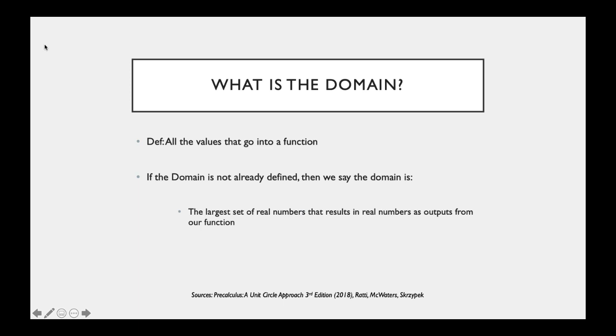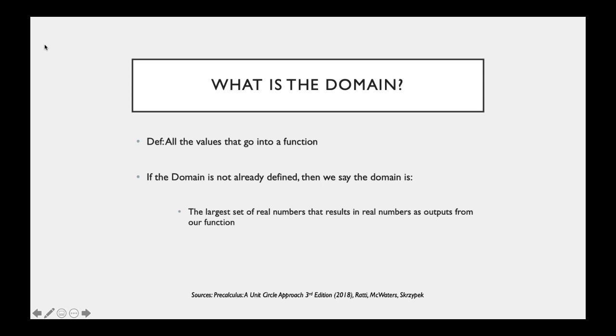For some functions, when they give us the equation of the function, they will also give us the domain of the function. That means the domain is already defined. But if the domain is not already defined, then we're going to say that the domain is the largest set of real numbers that results in real numbers as outputs from our function. In other words, it's every x value that we can put into our function and get a real number output.